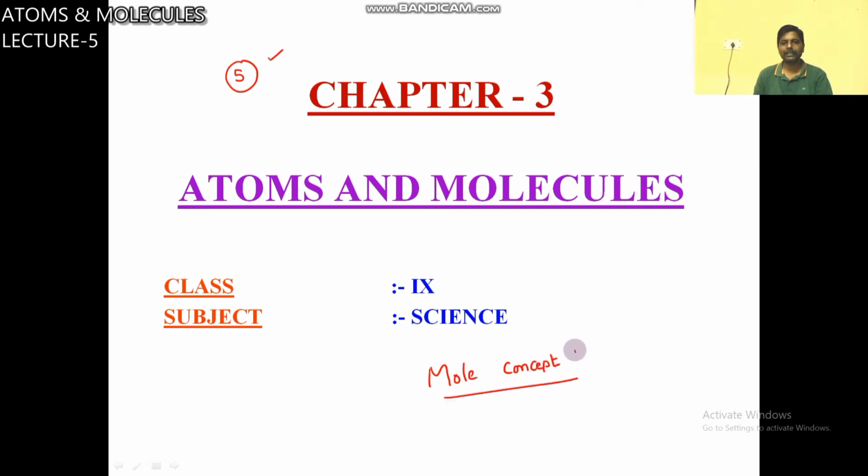This mole concept is very important. It will come in class 11th, 12th, wherever chemistry is there, from 10th class onwards. So it is very important. Please listen carefully.